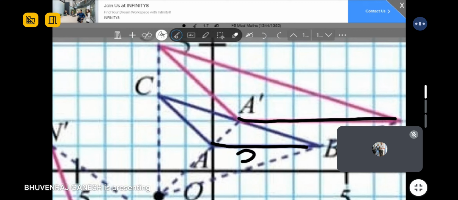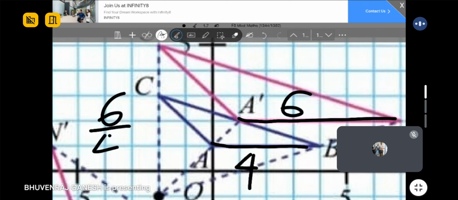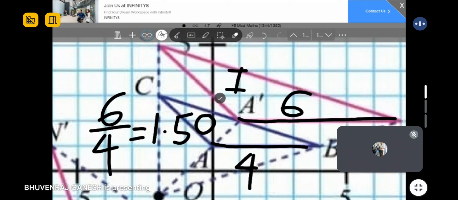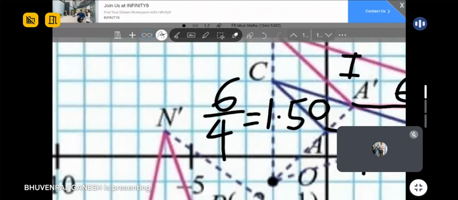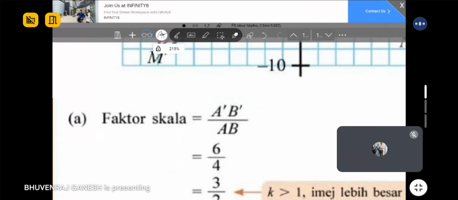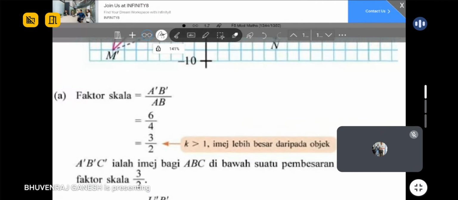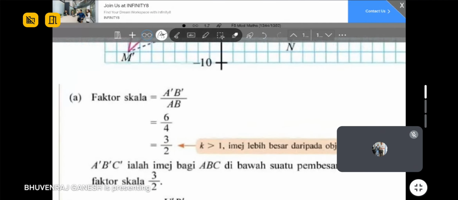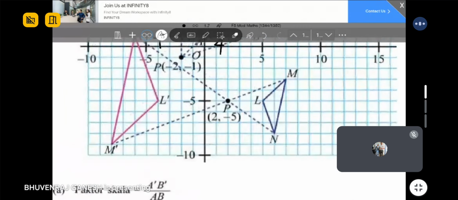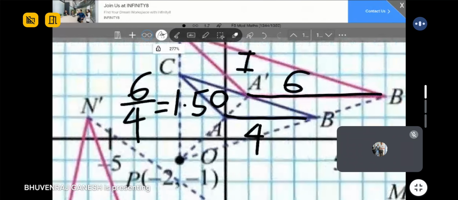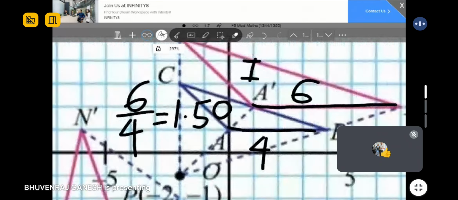So this one is 4. This one is 6. Okay, so you can find the scale factor, faktor skala. So faktor skala is 6/4. Image, object. So 1.5. Can you understand? Boleh faham? So that's why you will get this answer. Okay, so image lebih besar dari object. Understand? Hopefully you all get it lah. Okay, so it's like this. Okay, very good.